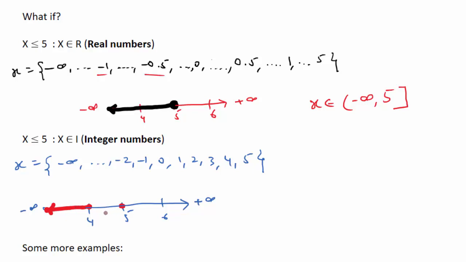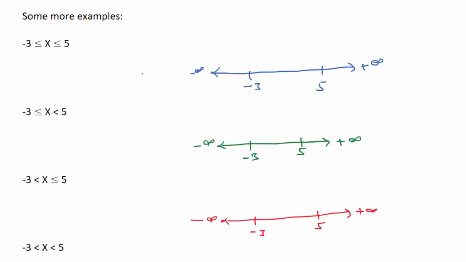If you notice, we have not drawn a thick line between 4 and 5 because the numbers between 4 and 5 are real numbers, but we consider that x belongs to integers only. And in the set interval, we will write x belongs to minus infinity to 5, with a closing square bracket on 5 because this is included in our solution set. Let's see some more examples.